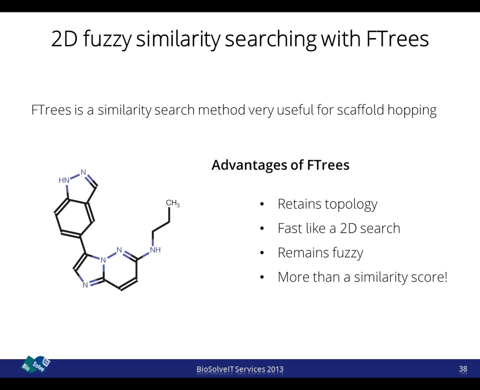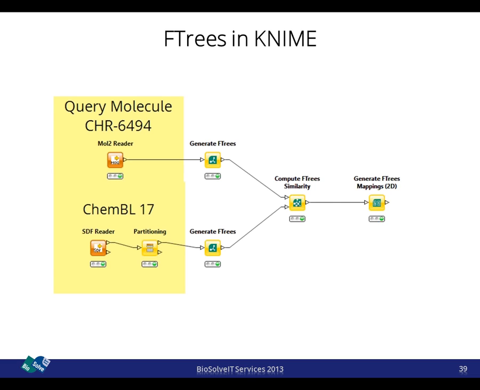So one way we could help is a 2D fuzzy similarity search with feature trees, or FTrees. It's a very useful tool for scaffold hopping because it's very fast, like a two-dimensional search, but you retain the overall topology, connectivity of the individual features of your molecule, but it remains fuzzy. And so it's much more than just a Tanimoto similarity score match. It's got a lot more to it than that.